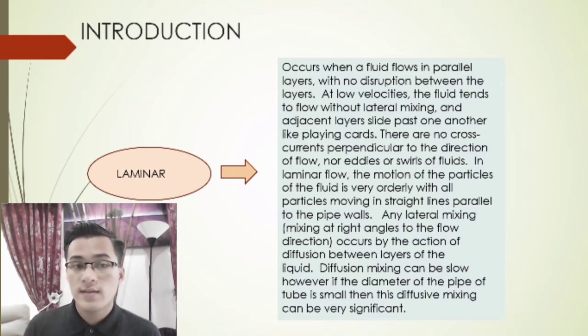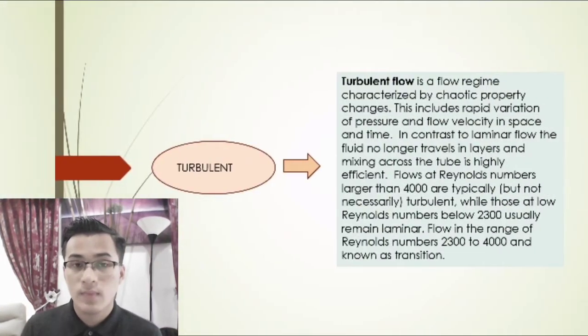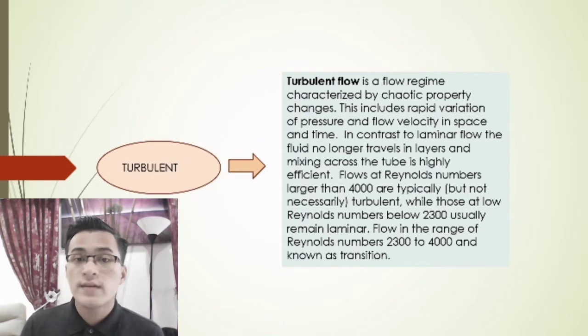So let's see what is turbulent flow. The turbulent flow is a flow regime characterized by chaotic property changes. These include rapid variation of pressure and flow velocity in space and time. In contrast to laminar flow, the fluid no longer travels in layers and mixing across the tube is highly efficient.